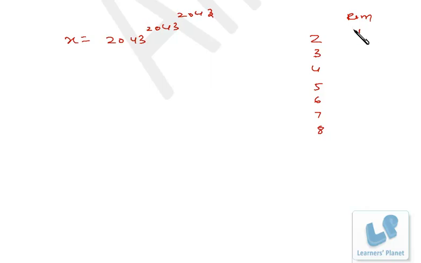Now the question was x is equal to 2043 raised to 2043 raised to 2043. If this number is divided by 2, 3, 4, 5, 6, 7, what will be the remainder? So let's do one by one. As far as 2 is concerned, it's very simple because it's an odd number. If any odd number is divided by 2, the remainder is 1. So remainder from 2 is 1.